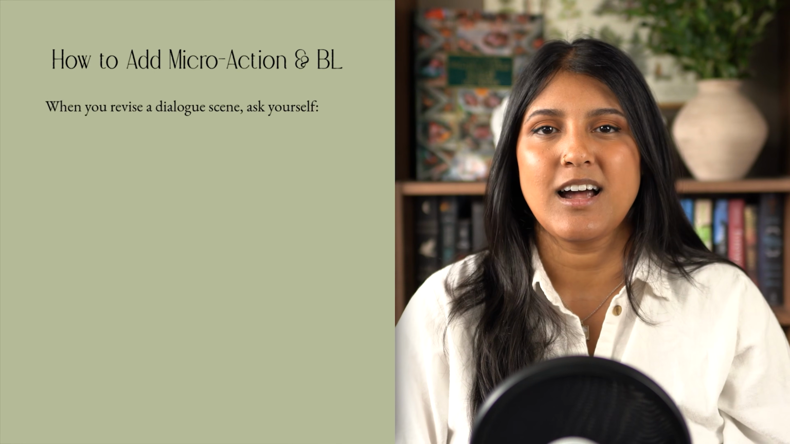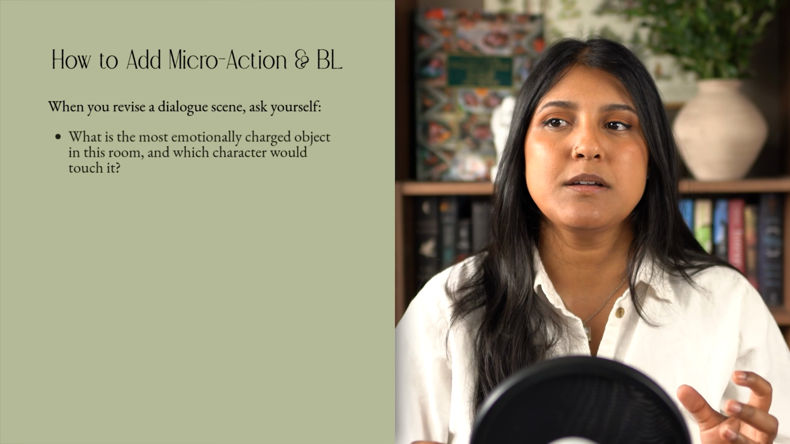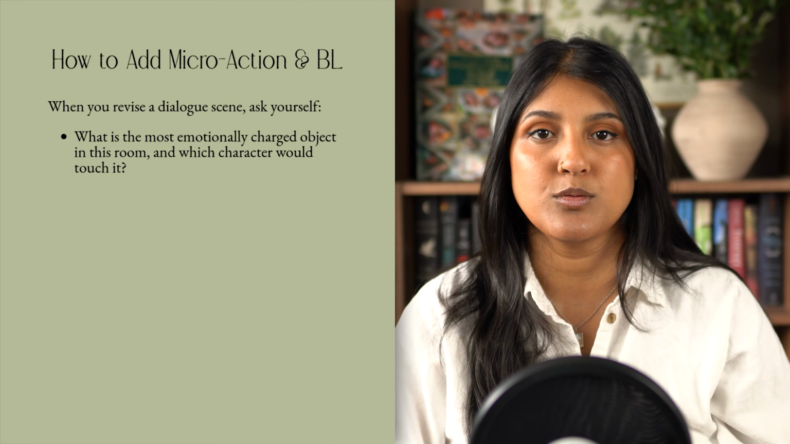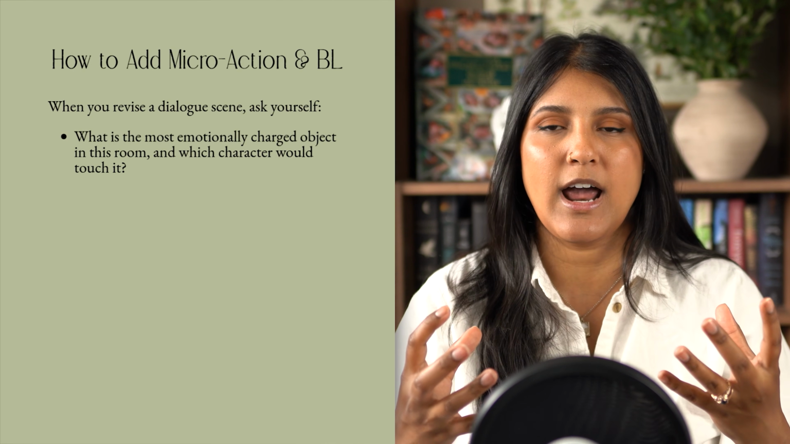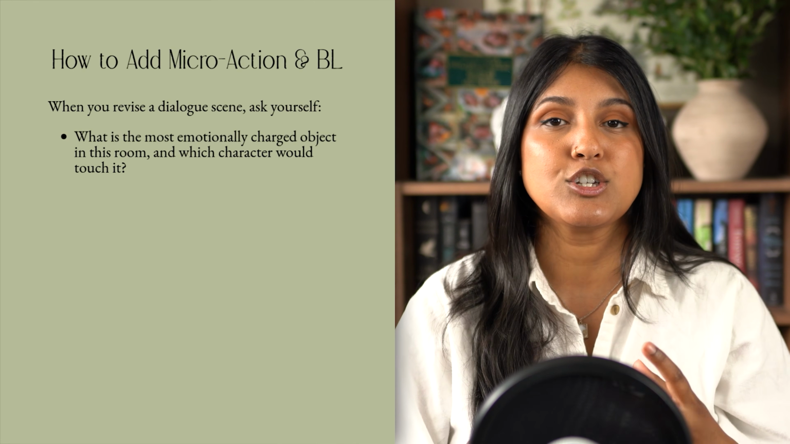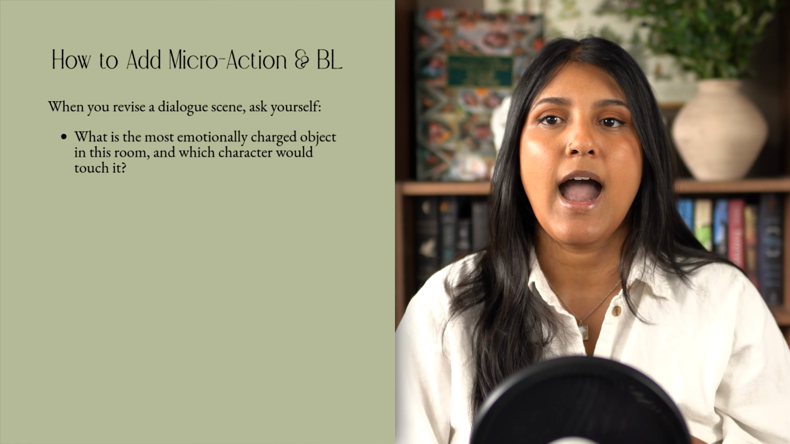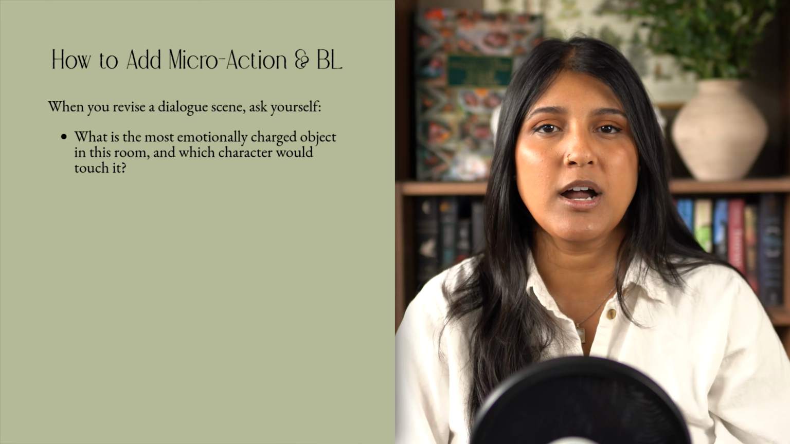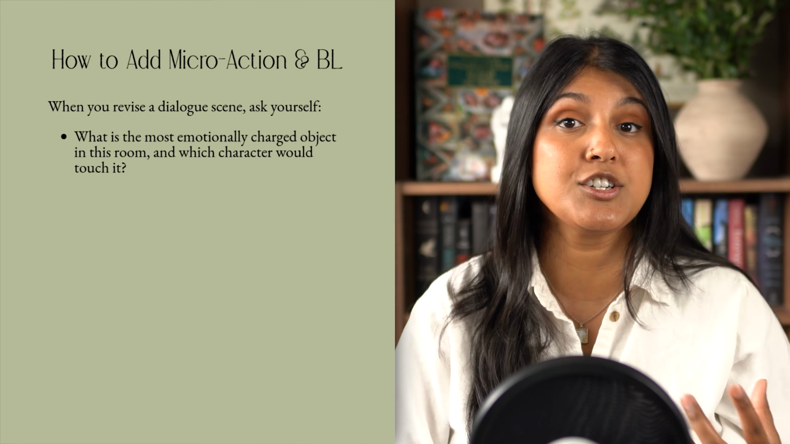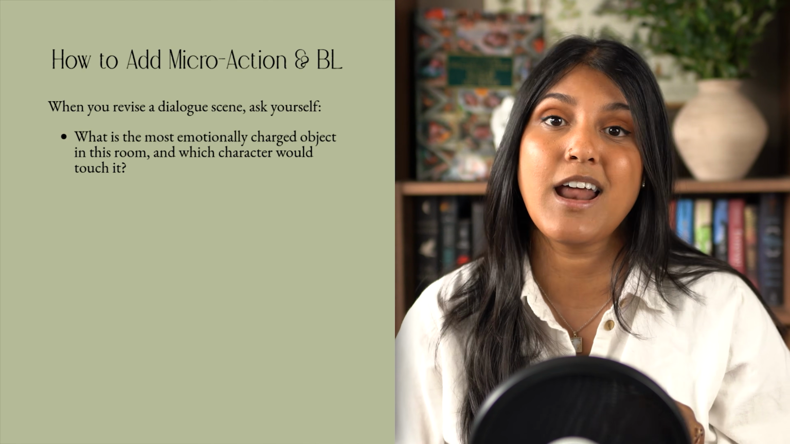So when you revise a dialogue scene, ask yourself, what is the most charged object in this room? So the object that would have the most emotional relevance to what's happening in this moment, and which character would touch it. Because body language is most powerful when it touches something, because that thing now carries meaning. Either some piece of jewelry or a keepsake, maybe even a weapon. Objects make great carriers for symbolism.